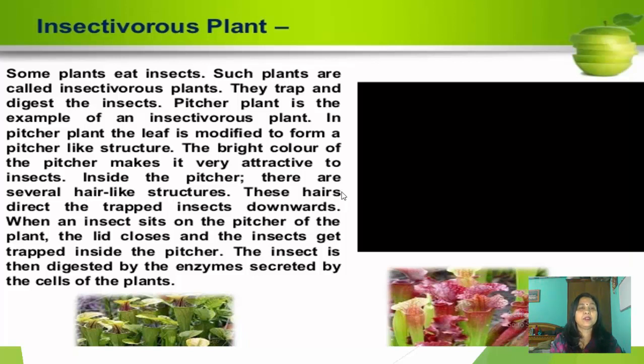The bright color of the pitcher makes it very attractive to the insect, and inside the pitcher there are several hair-like structures which direct the trapped insect towards the downward direction. When an insect sits on the pitcher of the plant, the lid closes and the insect gets trapped inside the pitcher. The insect is then digested by the enzyme secreted by the cells of the plant.